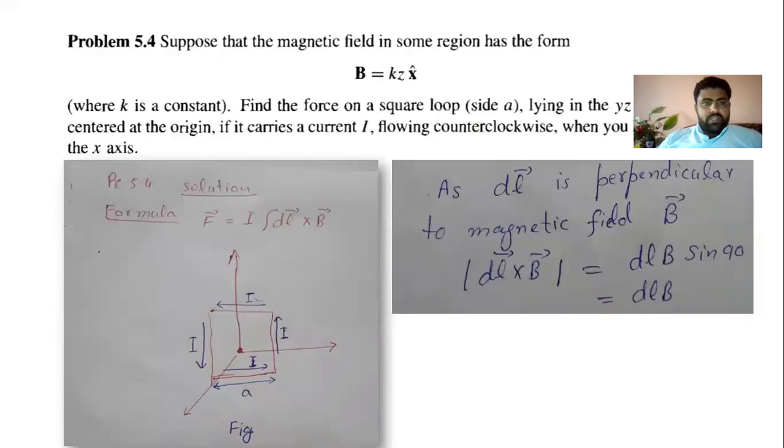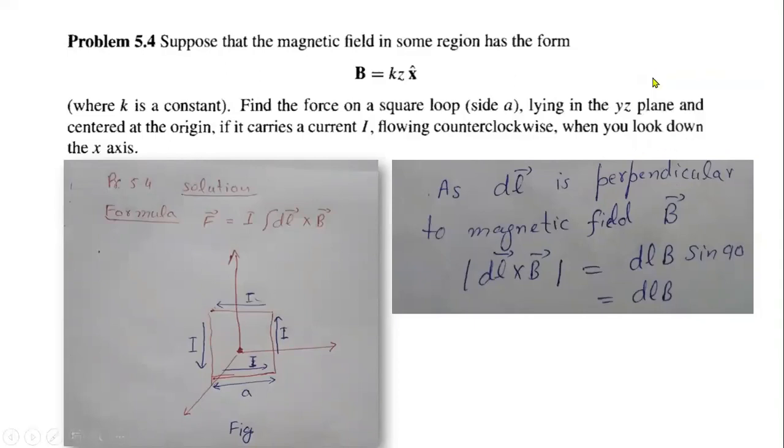This is the statement of problem 5.4. Suppose that the magnetic field in some region has the form B = kz x̂, where k is the constant, and find the force on the square loop of side a lying in the yz plane and centered at the origin if it carries a current I flowing counterclockwise when you look down the x-axis.